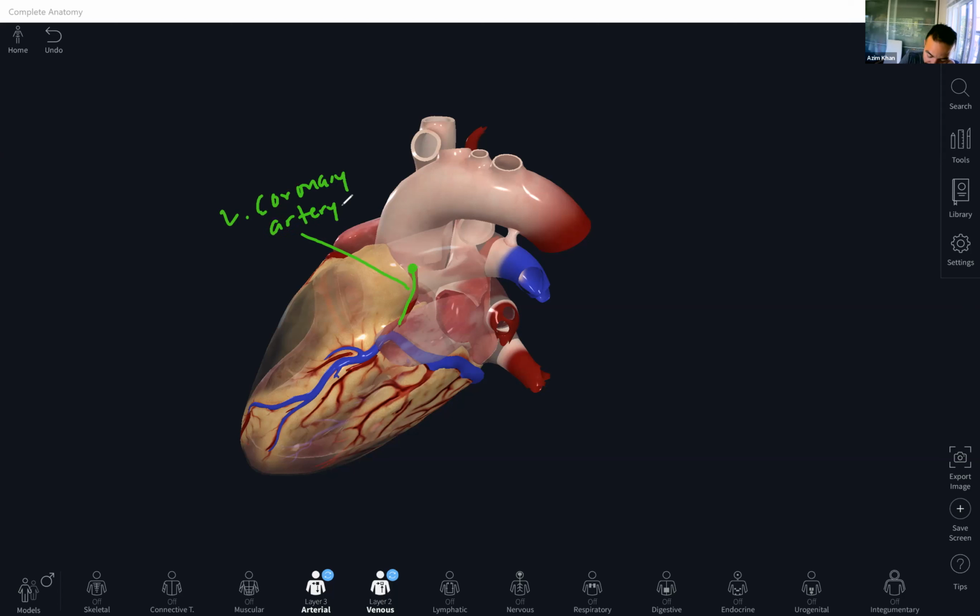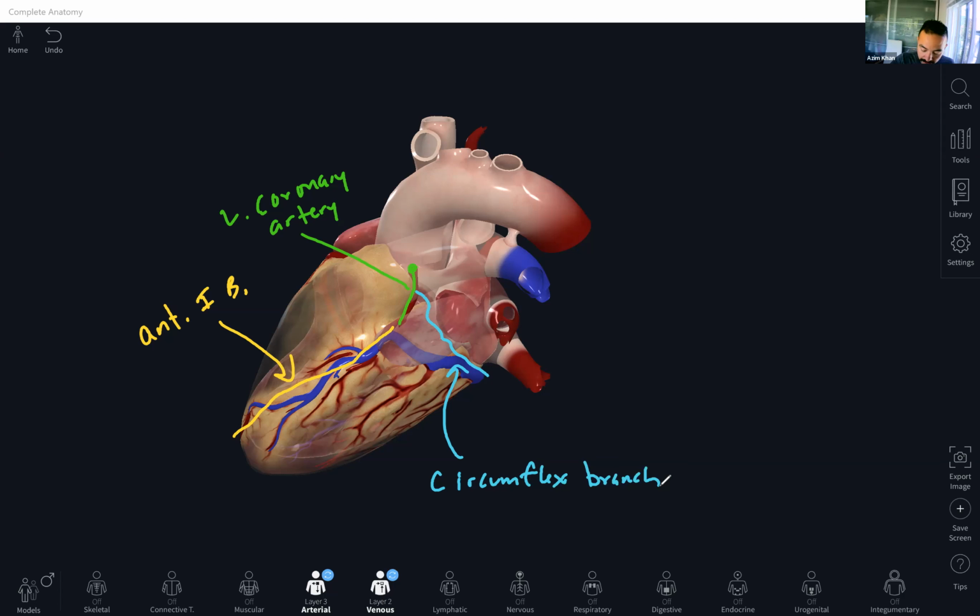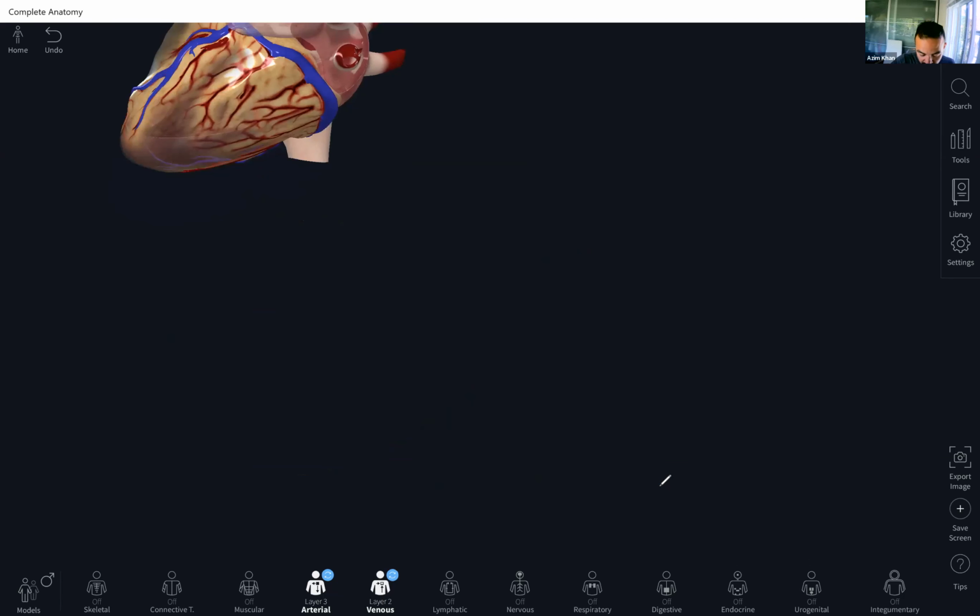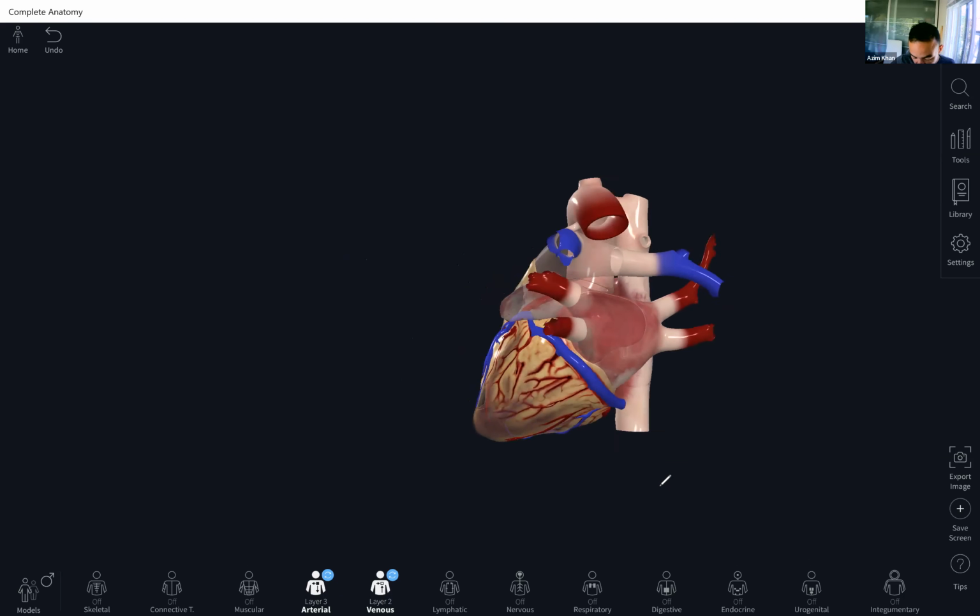And then the left coronary artery branches. Here's our anterior interventricular branch. And then the circumflex branch is hiding a little bit. It's kind of tucked in this coronary sulcus. This is the circumflex branch. And the circumflex branch, I'm going to clear this, wraps around on the posterior side.